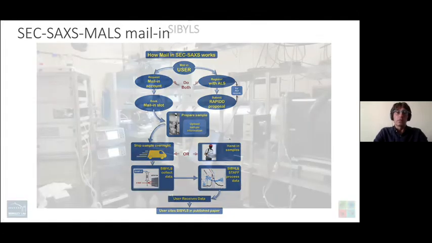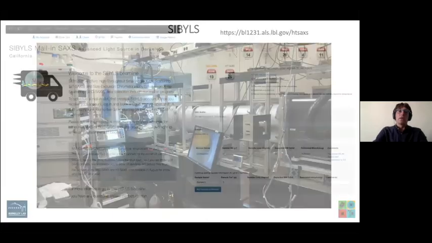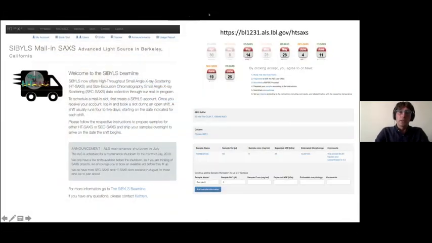This was already shown, and I'm not going to go through this. Our page, here you can see BL12.3.1 LBL.gov, HT-SAXS. You have all the information about the process of getting the data, sending the samples, under these tabs here on top. Very important when you go to book the slot. You have options between SEC-SAXS and high throughput SAXS. You click on it, you book your time.